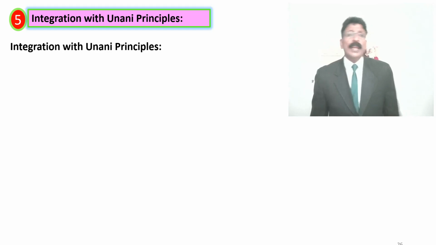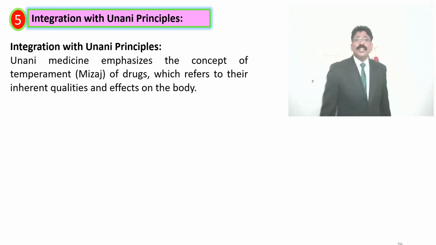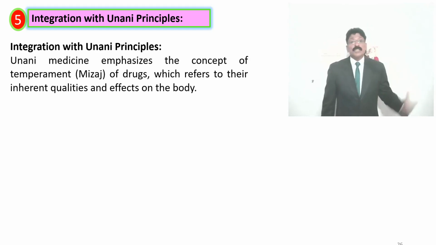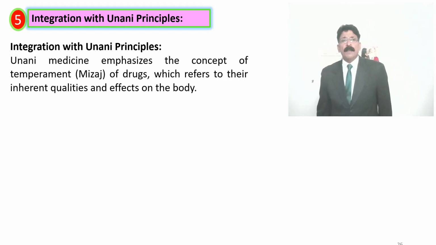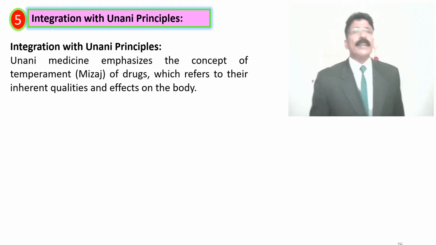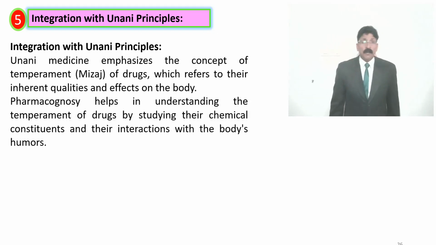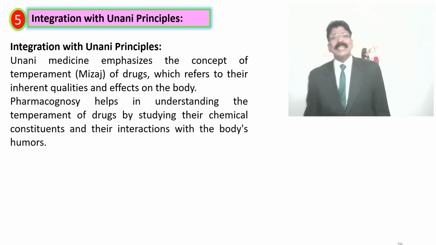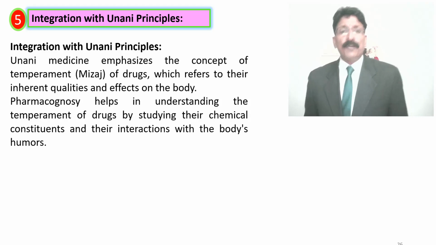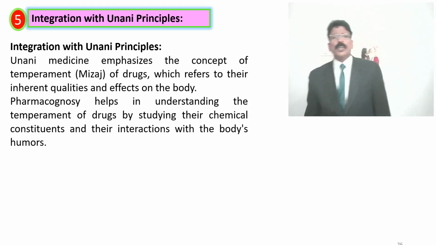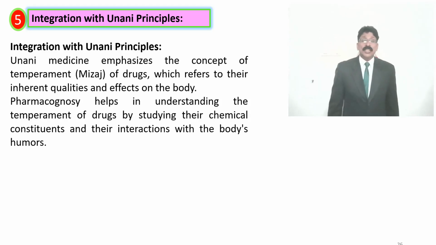Unani medicine emphasizes the concept of temperament, mizaj, of the drug, which refers to their inherent quality and effects on the body. Pharmacognosy helps in understanding the temperament of the drug by studying the chemical constituents and their interaction with the body's humors.